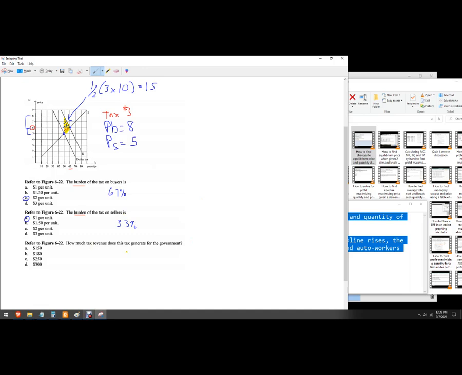How much tax revenue does the tax generate for the government? So this is going to be the tax times the quantity in the market. Okay, so quantity in the market now is going to be 50, and it's 50 times 3. We can do that in our head. That's 150. That's how to do that.